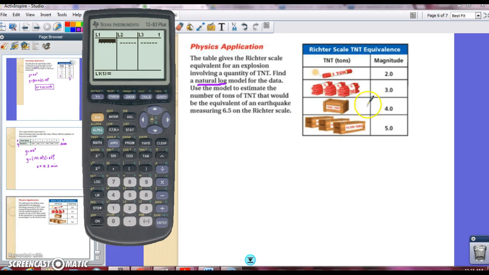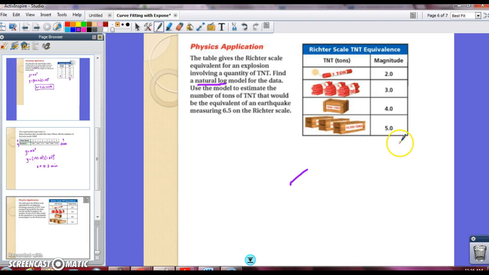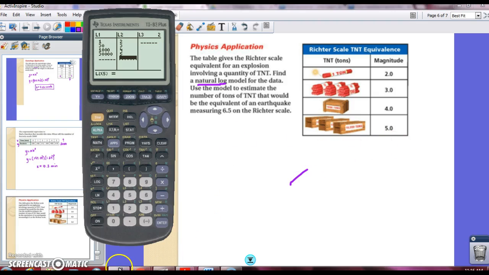Okay, I'm going to pause this video, and I'm just going to go ahead and enter the data into my calculator. Okay, I have all of that data entered in. You'll see it started with 1 ton and then 30. Those are 10 each, and then that's 1,000, and then these are 10,000 each. So that's where the 1, the 30, the 1,000, and the 30,000 came from. Those are my X values, and then my Y values are the magnitude. Those are my Y values.